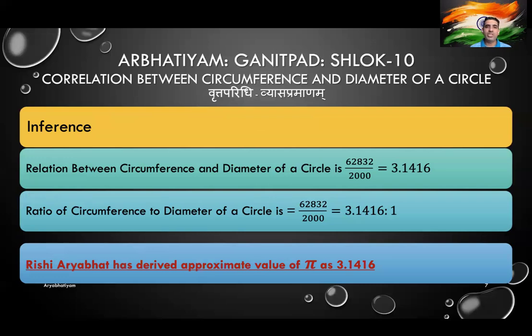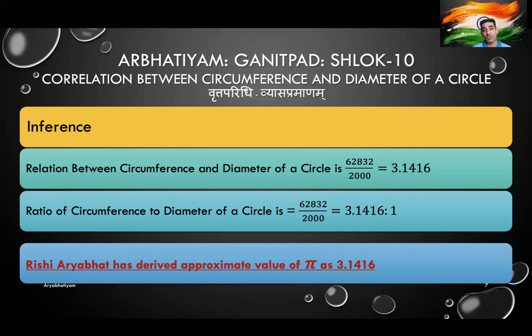Now, here is what we infer. As we said, Vritta Paridhi Vyasa Pramanam shows the correlation between circumference and diameter. It is saying that if you divide this, we get the value 3.1416. And if it clicks in the mind, 3.1416 is the value of pi. I'm sorry, there is a typo in my presentation. It should not be 2000, it should be 20,000. Please ignore that.